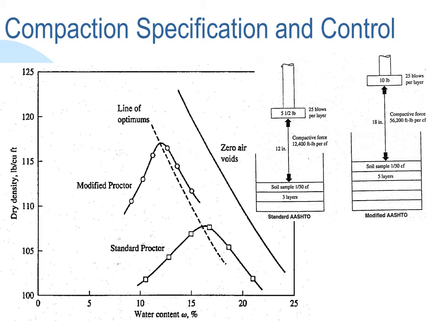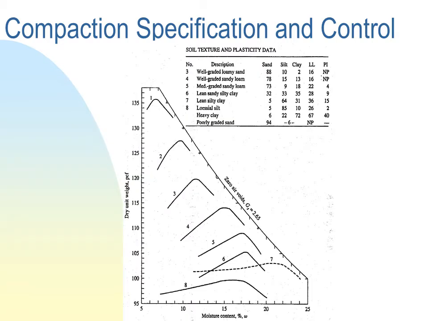You are reaching a certain maximum dry density, maximum gamma dry. You're reaching this maximum gamma dry at a certain optimum moisture content. We call it the OMC. So this OMC will differ according to the type of soil. So here you are having 8 different types of soil. These 8 different types of soil have 8 different curves. These 8 different curves denote the relationship between the water content and the gamma dry.